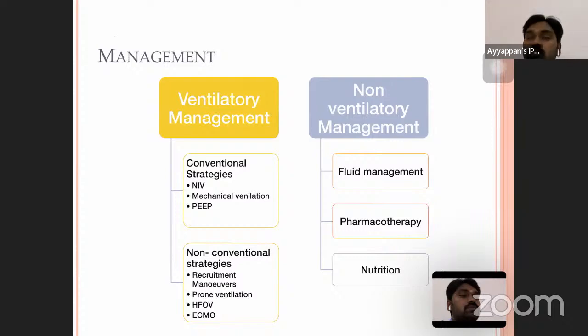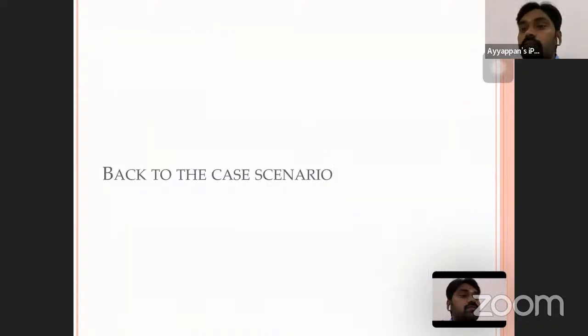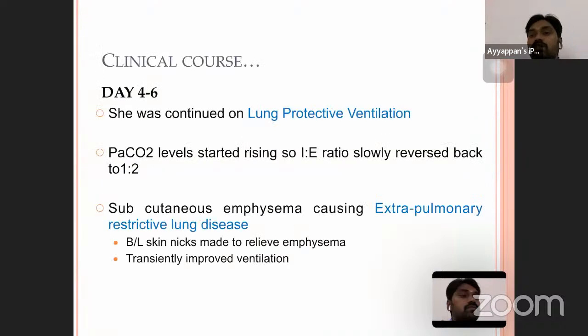So based on this, the other thing which I want to stress is the management is predominantly supportive, treating the inciting event, and the management can be either ventilatory or non-ventilatory, which will be covered by the subsequent speakers. And going back to the case scenario, after the 7th day this patient developed bilateral subcutaneous emphysema with type 2 respiratory failure, with the tension subcutaneous emphysema causing an extrapulmonary restrictive lung disease.